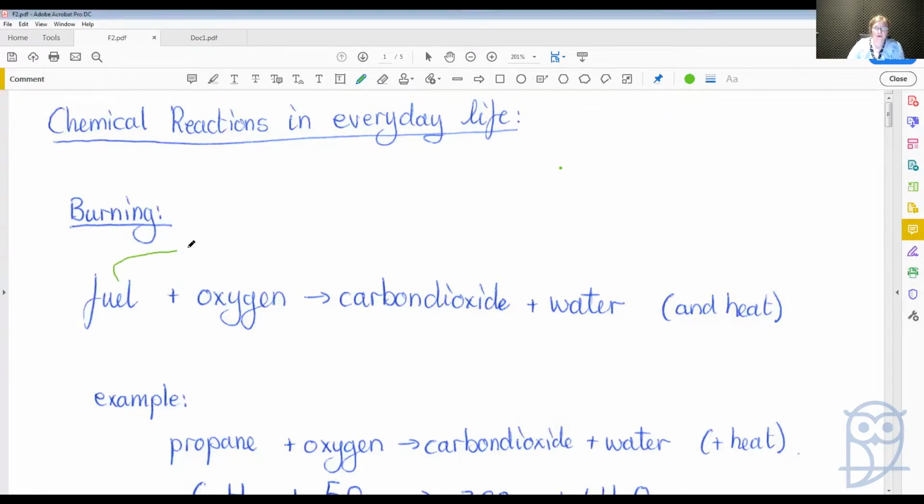This fuel is normally what is known as hydrocarbons. What this means is we've got some hydrogen atoms and some carbon atoms all stuck together in slightly bigger molecules in order to give us the fuel to burn. So this reaction you guys need to know: the fuel plus oxygen gives us carbon dioxide and water.